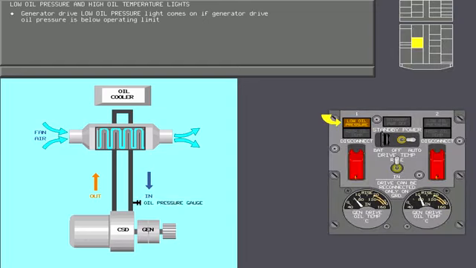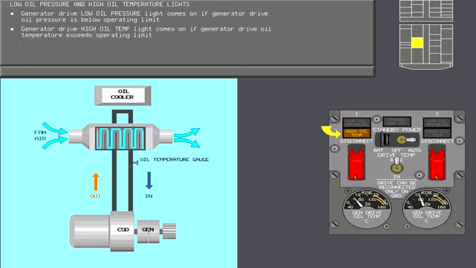The generator drive low oil pressure light comes on if the generator drive oil pressure is below the minimum operating limit, and the high oil temperature light comes on if the generator drive oil temperature exceeds the maximum system operating limit. The electrical system limits are higher than the limits established by United Airlines.